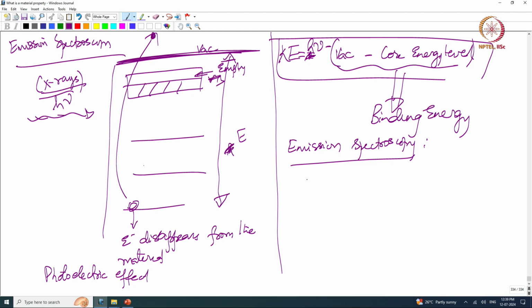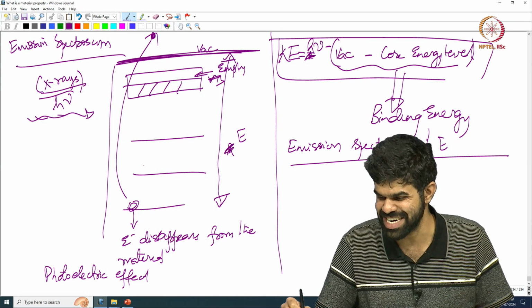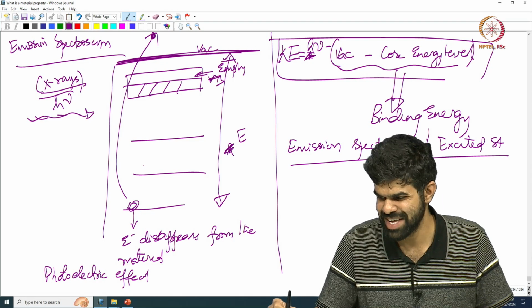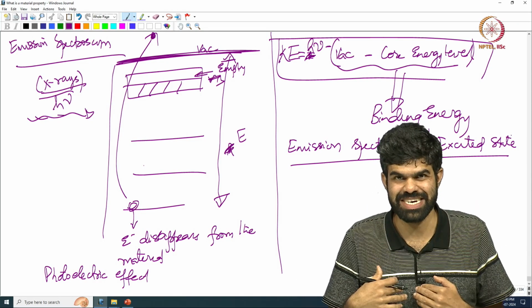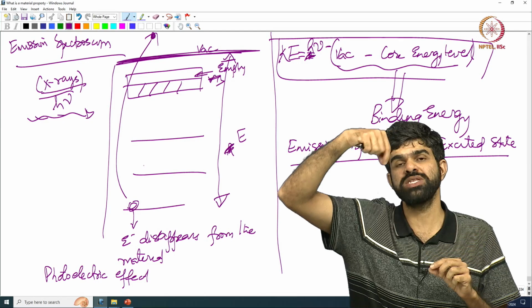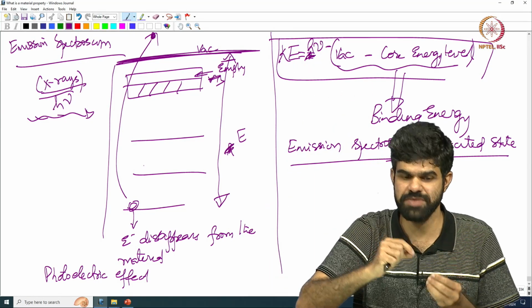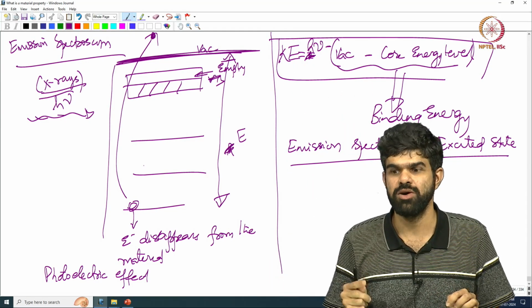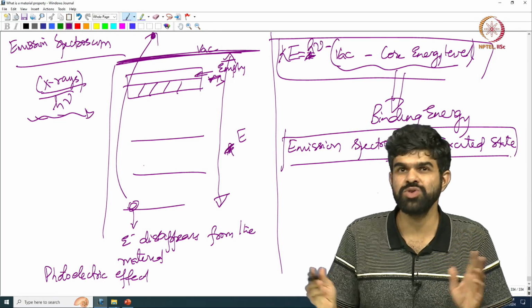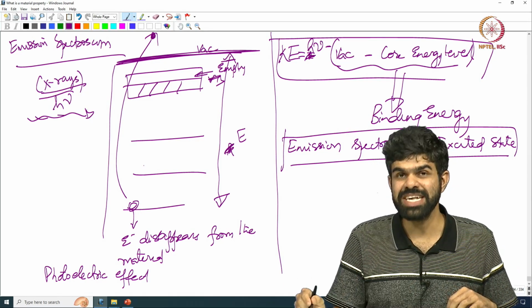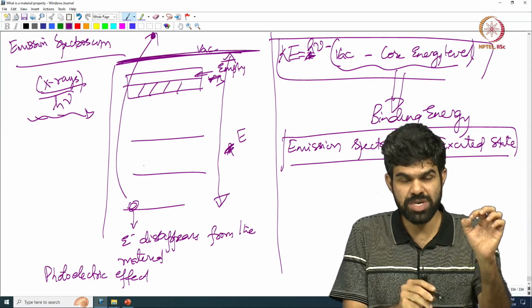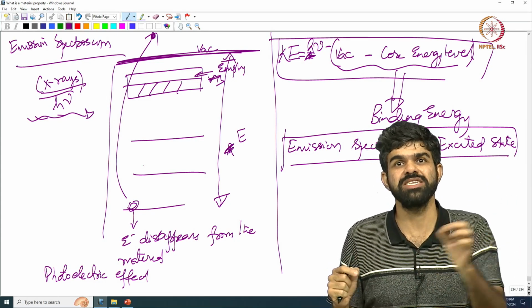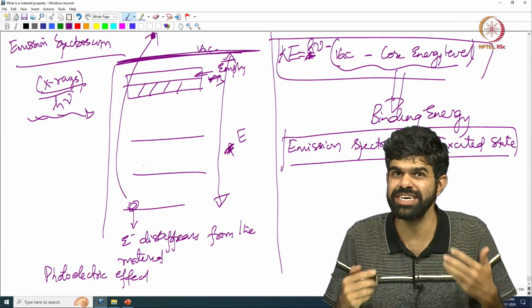but I am emitting photoelectrons, in that sense it is an emission spectroscopy, but I am still observing the excited state. I am not looking at the de-excitation. The photoelectron is a consequence of excitation of an electron. So, I have just removed the electron from a core level and put it outside. As a result, I am looking at the excited state, but I am emitting a photoelectron. I am not just looking at the loss of the incident photon. So, it is slightly different.